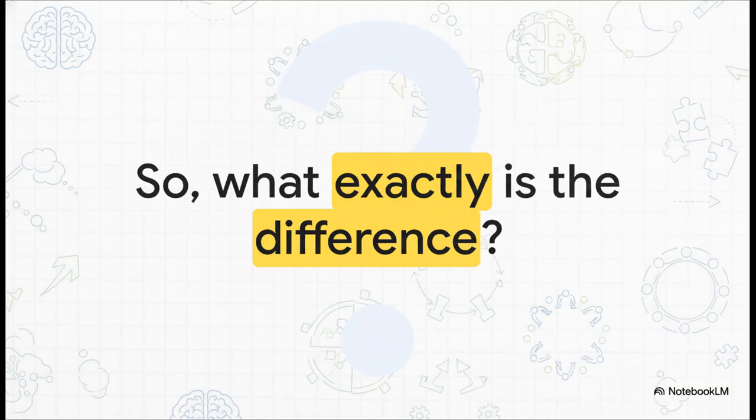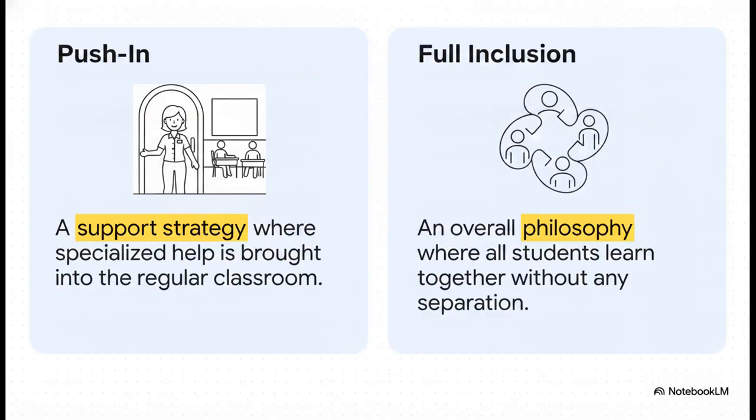Let's clear that up. When you break it down side by side, the crucial takeaway is this. The push-in model is a specific support strategy. It's an action, a method of bringing specialized help into the room for specific moments or lessons. On the flip side, the full inclusion model is an overarching educational philosophy and system. It's the core belief and structure that all students fundamentally belong together, without any structural separation whatsoever. So one is a tactic you use, the other is the entire playing field.